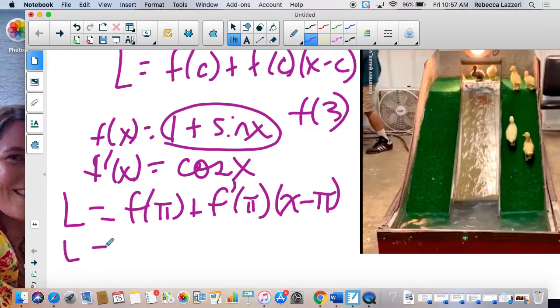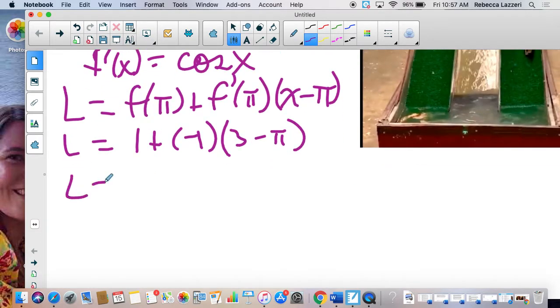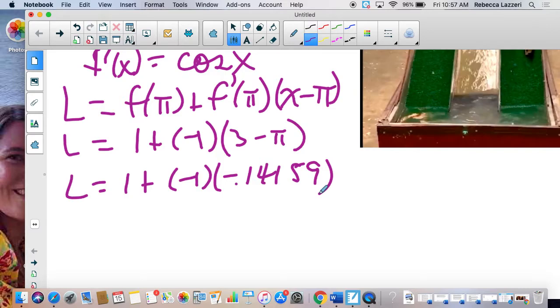All right, so the equation of my line is f of pi, which would be 1. f prime of pi would be negative 1. And x minus pi, what's my x right now? 3, okay? Because I fill it in at this point for x. So x minus pi is 3 minus pi. All right, so I can keep on with my estimation and do 1 plus negative 0.14159. As far as I know pi, it's 3.14159. There's as many digits that I know, but it's good enough for now.